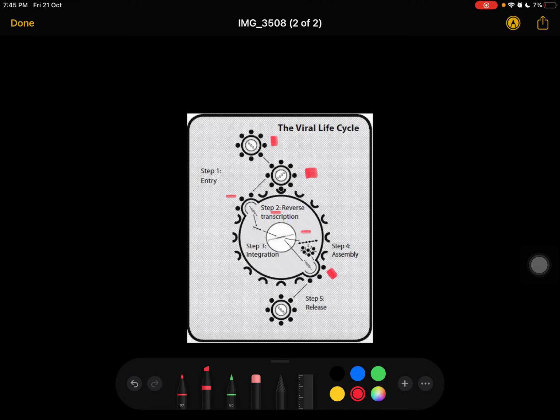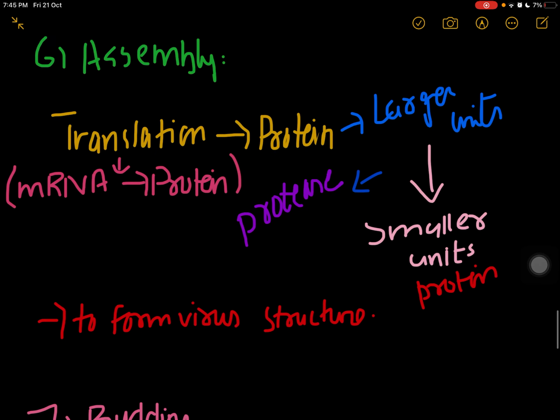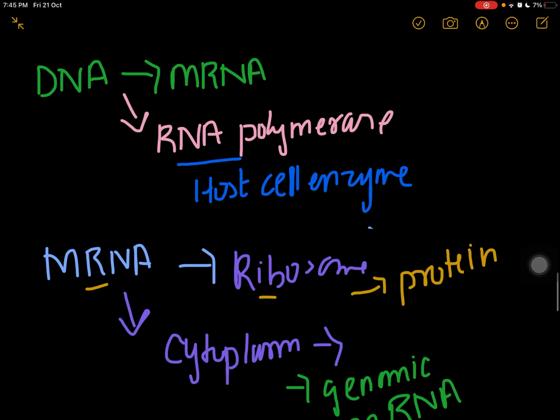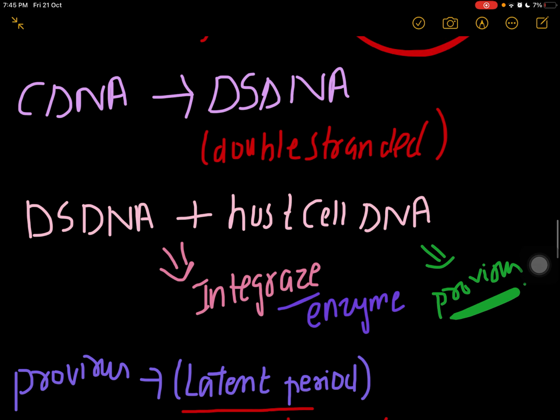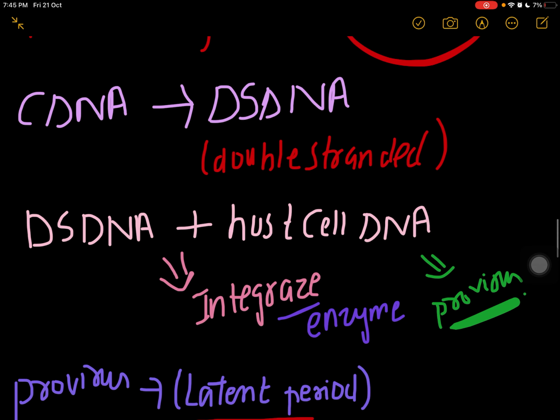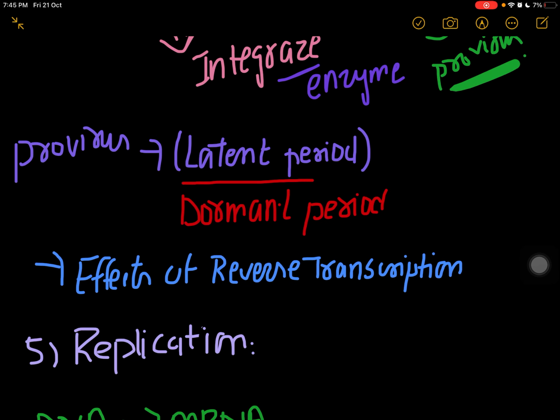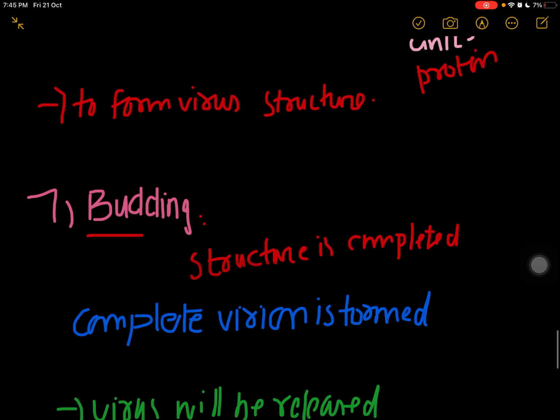You can see over here, this is budding. This is known as budding, how it is coming out from the cell. I hope the concept is clear to you. And I forgot to mention that the double-stranded DNA will join to the host cell DNA with the help of the enzyme integrase, and it will form a provirus, and then the provirus will go into the latent or dormant period.